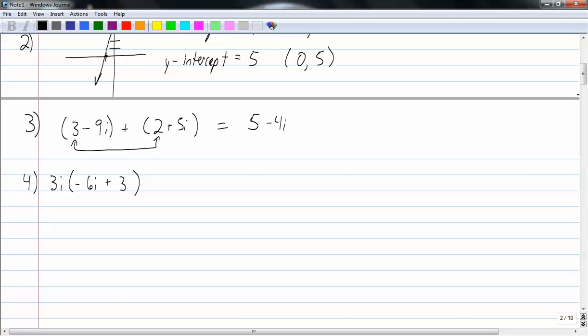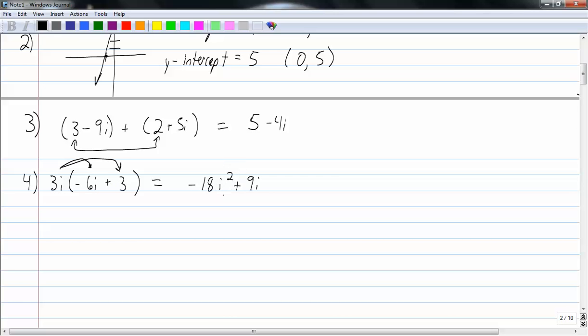Alright, so what does that mean? The directions say find the product and write the result in standard form. If you have something on the outside of parentheses, that means multiply. So we're going to multiply everything inside the parentheses times 3i. So that's going to give us negative 18i squared, right? 3i times negative 6i is negative 18i squared. And then 3i times 3, that's a positive 9i.